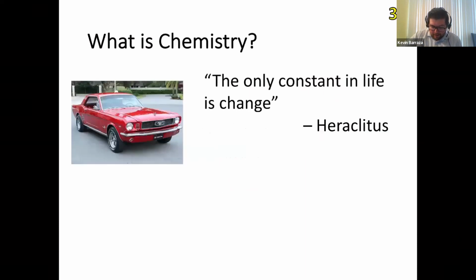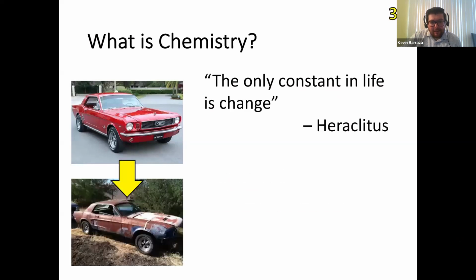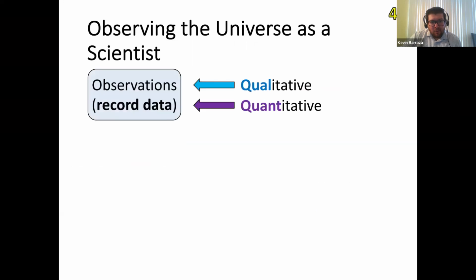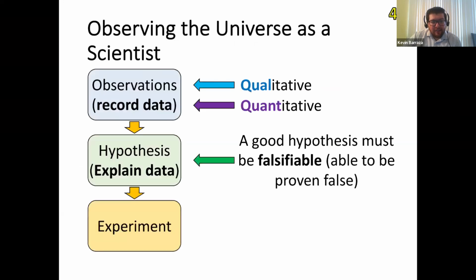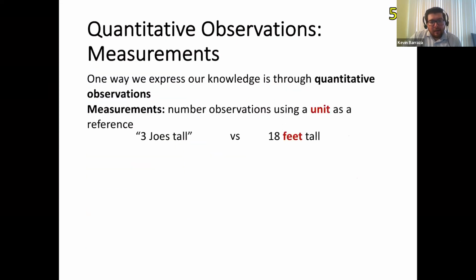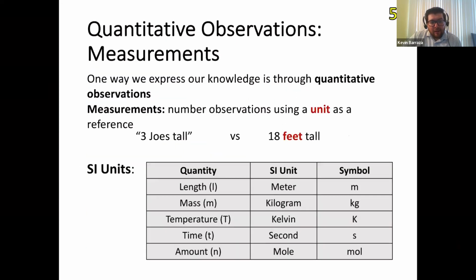Now, the first few slides are actually repeats of our first lecture. So chemistry is the study of change. We're going to record observations and, as part of the scientific method, perform experiments to validate hypotheses and get new knowledge. And then with our units at our side, we can make quantitative observations.